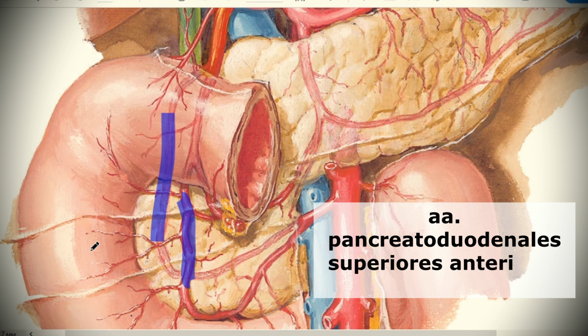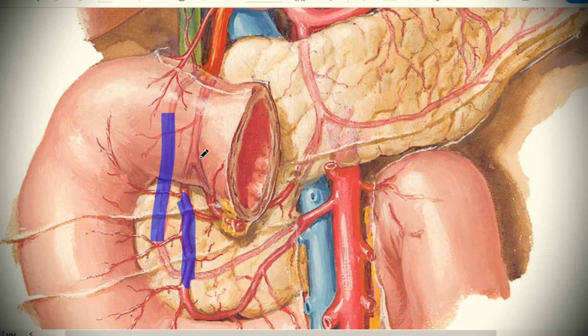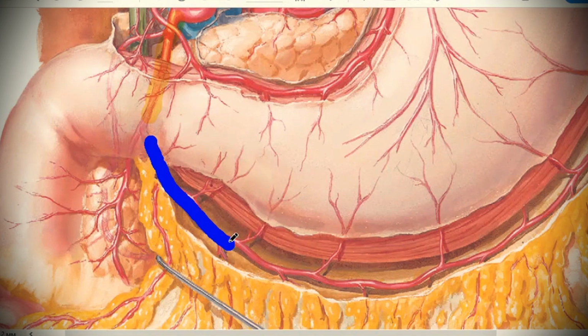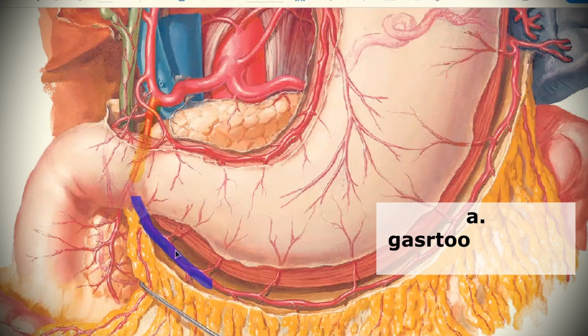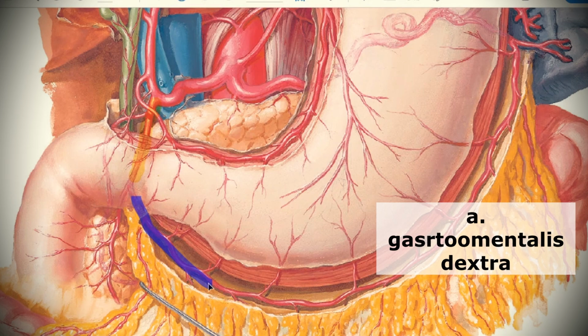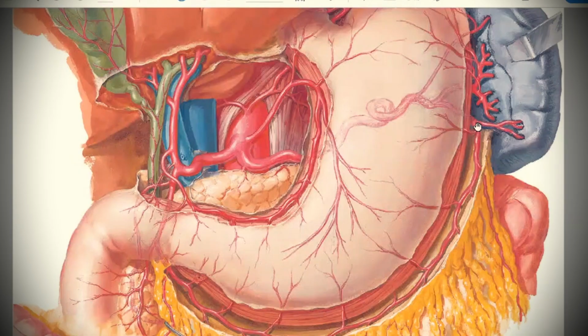So they are called arteria pancreatoduodenalis superior posterior and arteria pancreatoduodenalis superior anterior. And this third branch is lying on the greater curvature of the gaster, and it is called arteria gastroomentalis or gastroepiploica dextra, the right gastroomental or gastroepiploic artery. So, the supply of the gaster. As you can see, the gaster has a lot of arteries.